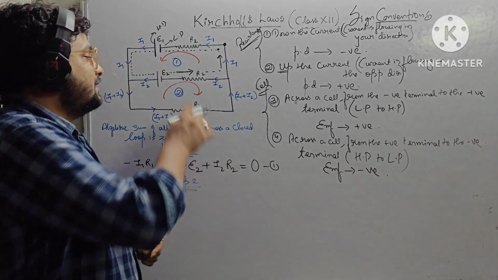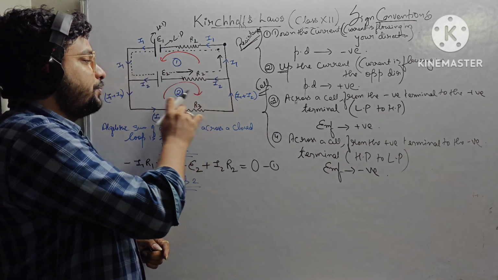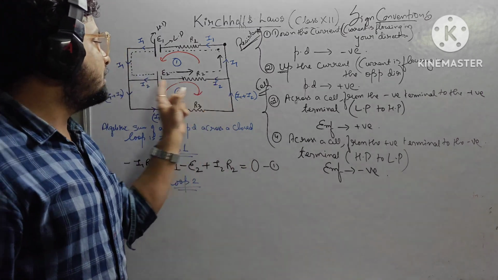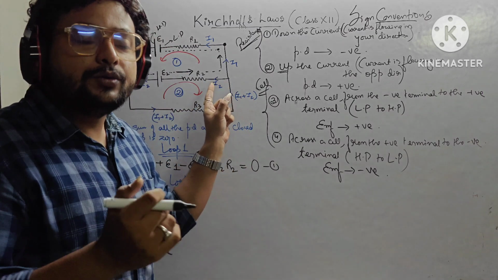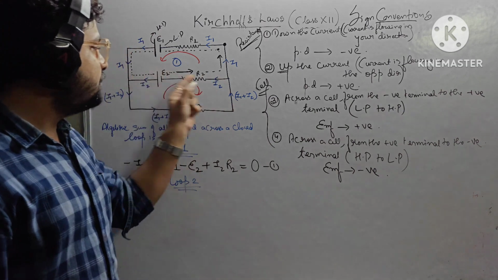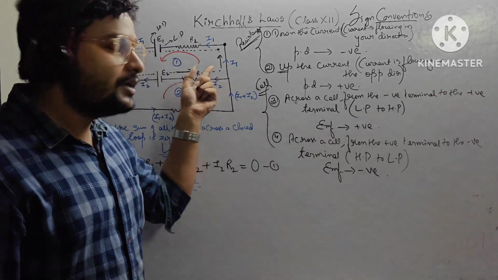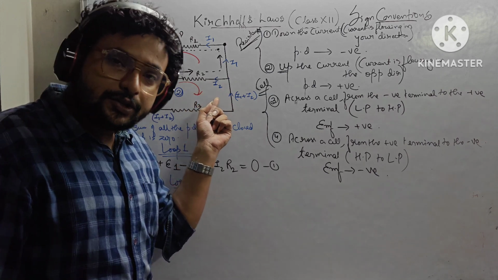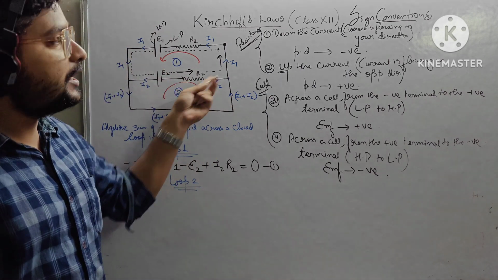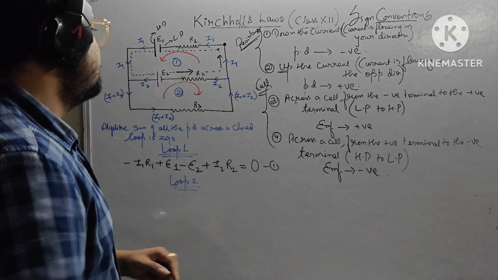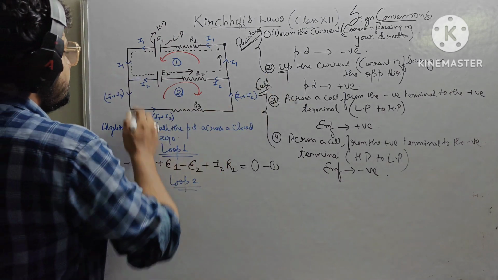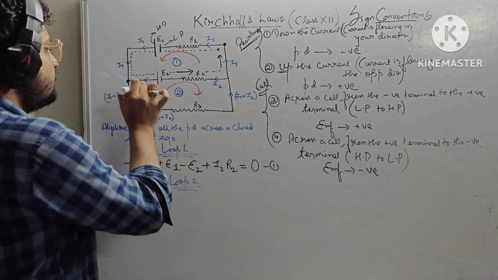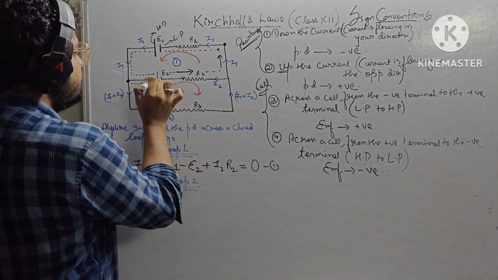Now this is loop 2. If you are thinking that this particular branch you have already taken and now you cannot take it, that is wrong. This particular branch belongs to this loop also and this particular branch belongs to this loop also. So when you are doing this loop, once again you have to take this branch and follow this procedure. From any point you can start. Suppose I start from here. So in this direction I am going.